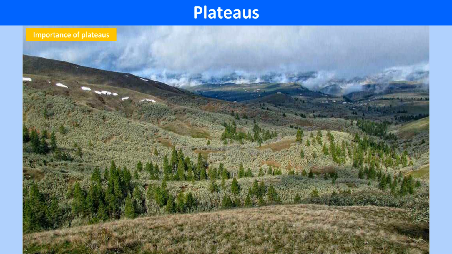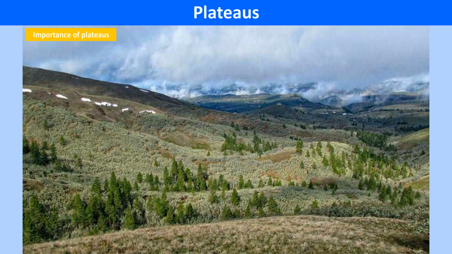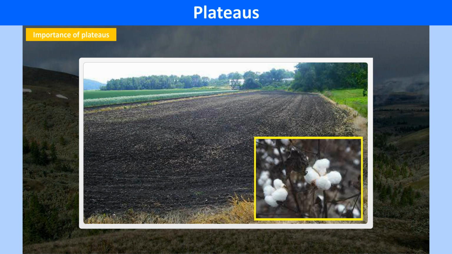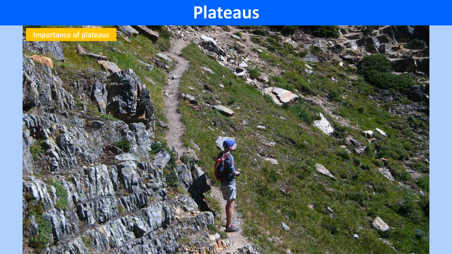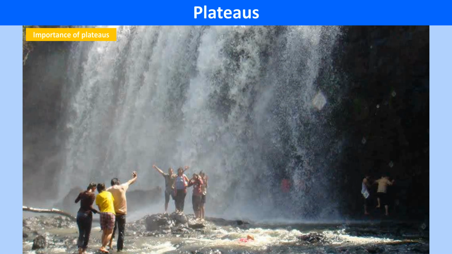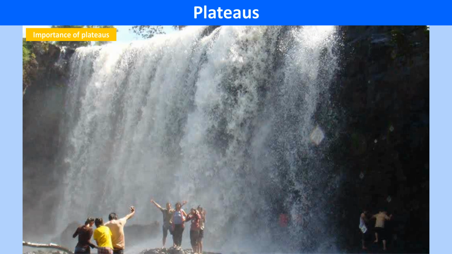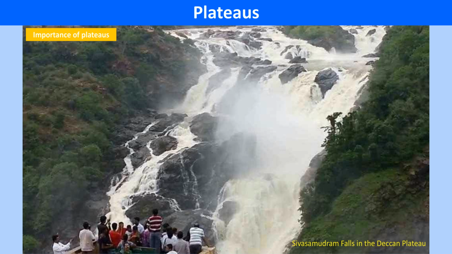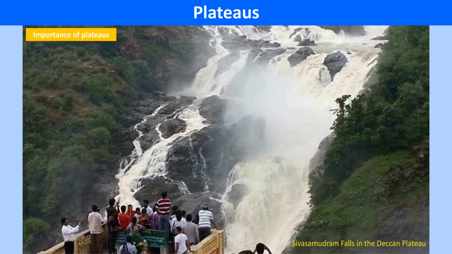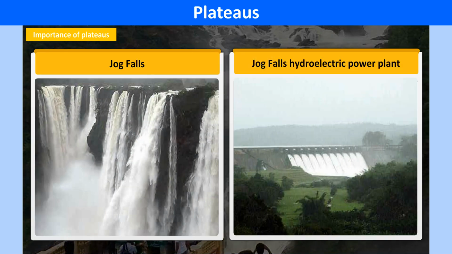Many plateau regions are suitable for cultivation. For example, the Deccan Plateau contains black soil, which is excellent for the cultivation of cotton. Often, plateaus are places of tourist interest, especially where waterfalls are found on steep slopes. For example, the Sivasamudram Falls in the Deccan Plateau attracts a lot of tourists. Besides, the waterfalls on these plateaus are often used for hydroelectric power. A good example is the Jog Falls in India.